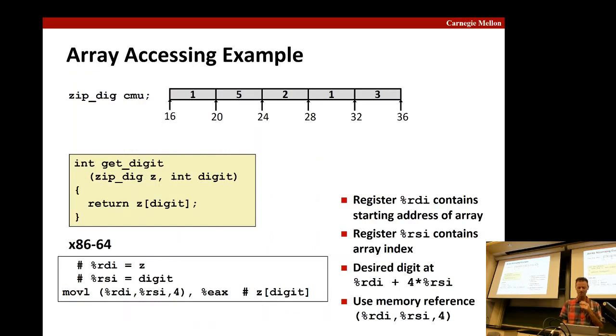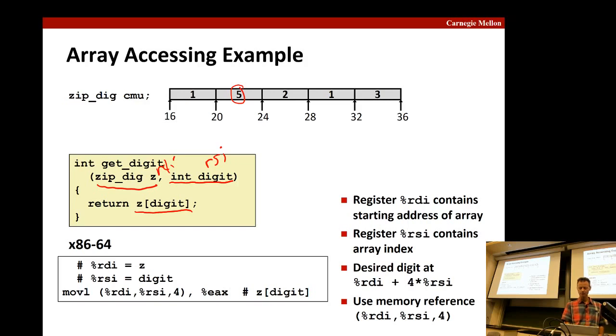Okay, so now let's suppose we had this routine get_digit. You pass it a zip_dig and a digit, and it returns that digit of the zip_dig. So if you pass it CMU and the digit 1, it would return the 5. That's the goal. By convention, these are both integral arguments, so the first argument is in RDI and the second argument is in RSI. That's what's annotated here.